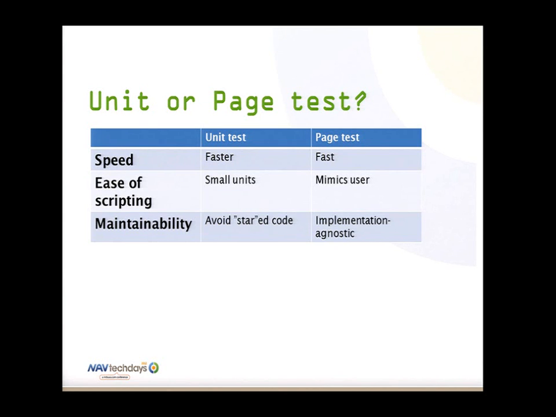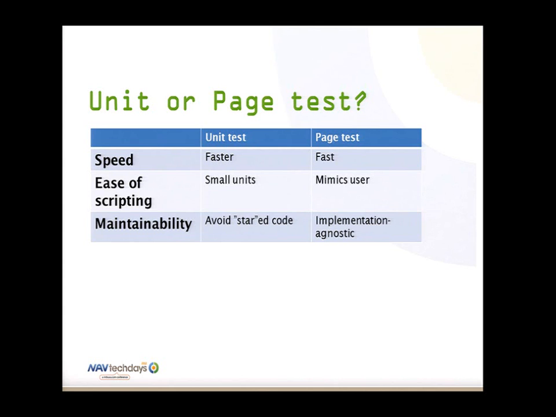In fact, I do hope that after this session, in addition to reporting bugs in repro steps, you might as well send us a page test doing the same thing. So page test is useful in the sense it helps you mimic the user experience. But unit test is faster because it executes much less code. For example, it doesn't call the validate triggers, which is often the case with page tests. Then comes ease of scripting. Unit tests, as long as they are small and fast to execute, test small layers of code.